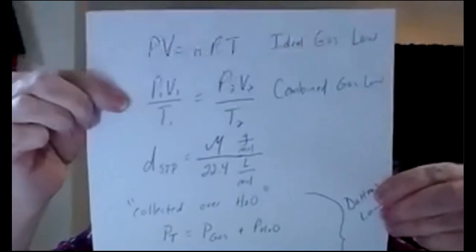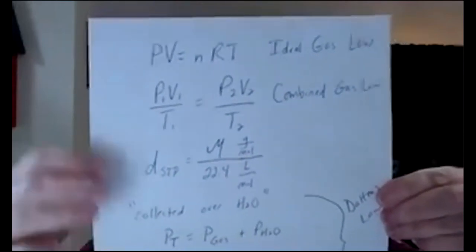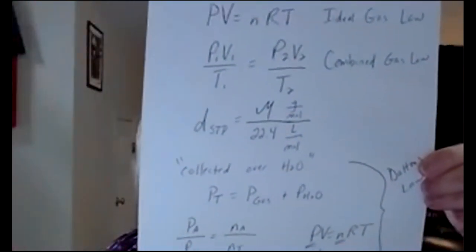The combined gas law does not make use of R at all. So your pressure can be in any unit as long as it matches and cancels on either side. Your volume can be in any unit as long as it matches or cancels on either side. Your temperature must be in Kelvin. Let me let this person in.